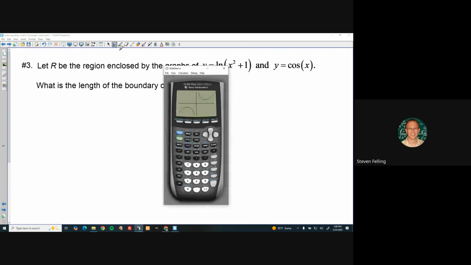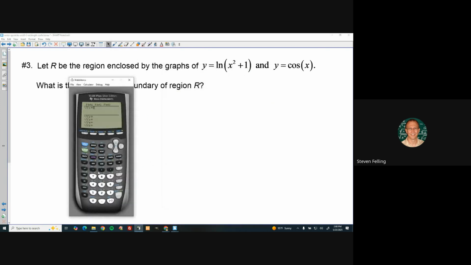So if I go and graph natural log of x squared plus 1, and then cosine of x. Let's just graph origin plus minus 10 at first. There's the natural log curve, and then the cosine curve.